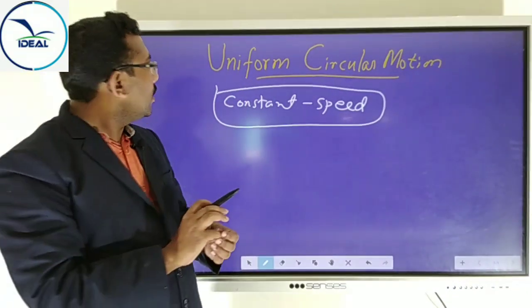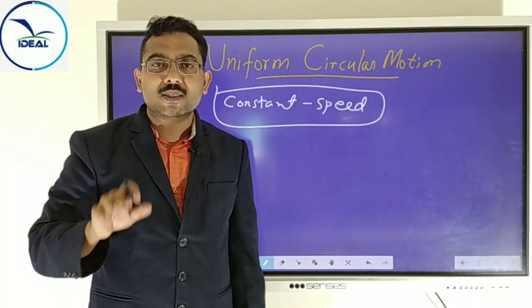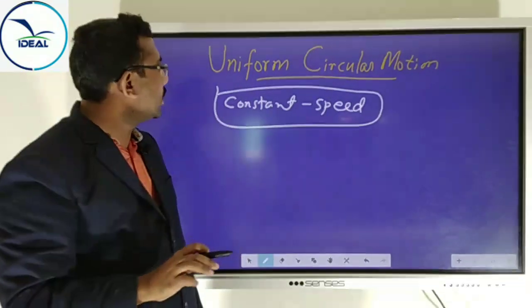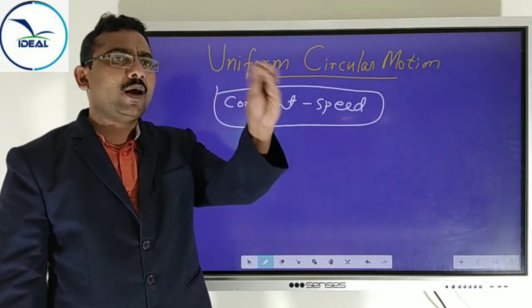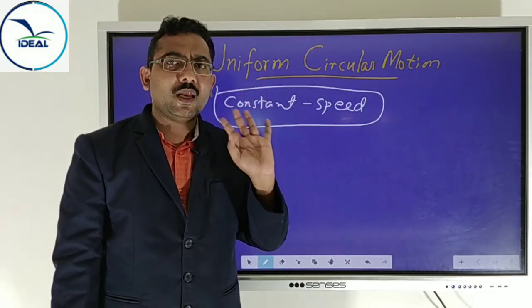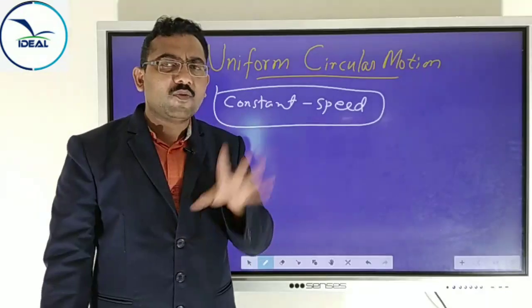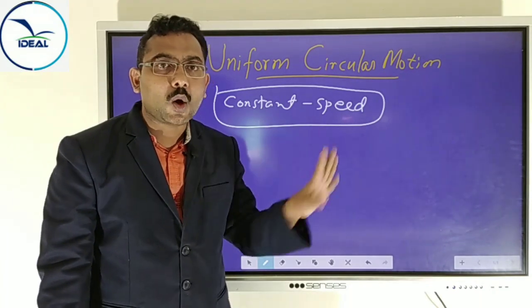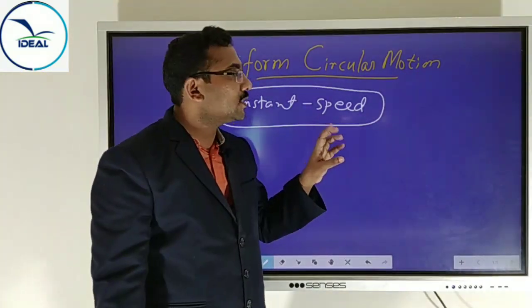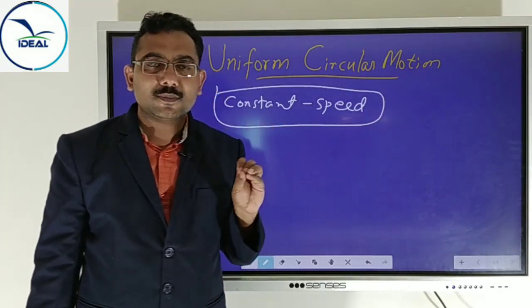If the speed of a body in circular motion is constant, we can say it is in uniform circular motion. For example, the hands of a clock, second hand, minute hand or hour hand, are in uniform circular motion. Speed is constant, but velocity changes because the direction always changes.